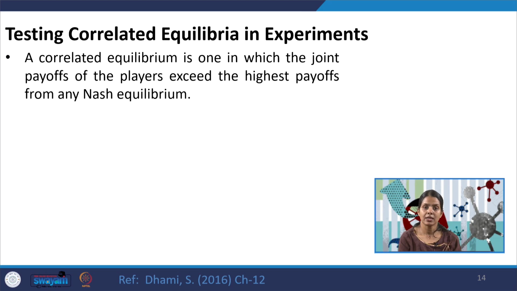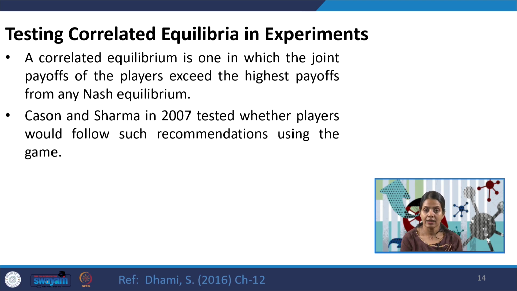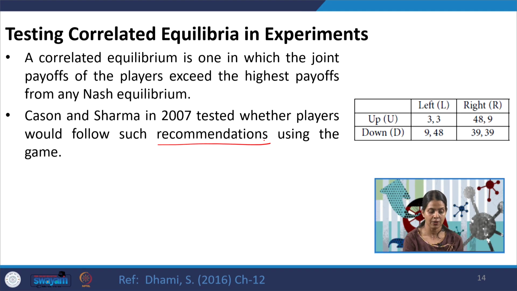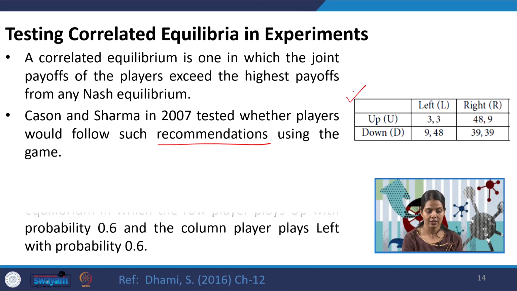Next we talk about testing correlated equilibrium in experiments. A correlated equilibrium is one in which the joint payoffs of the players exceed the highest payoff from any Nash equilibrium. Kaysen and Sharma in 2007 tested whether players would follow such recommendations using a game. So, whether they would play a recommendation of a correlated equilibrium or not. This is one such game.